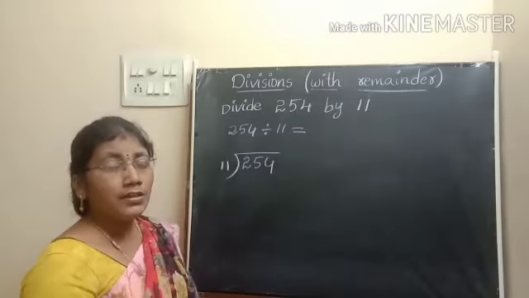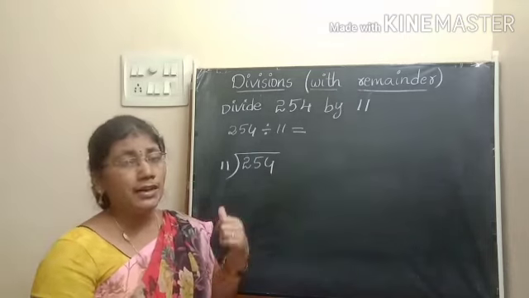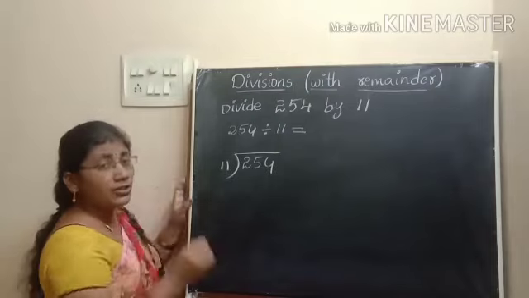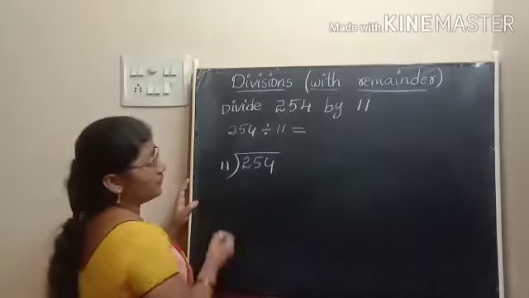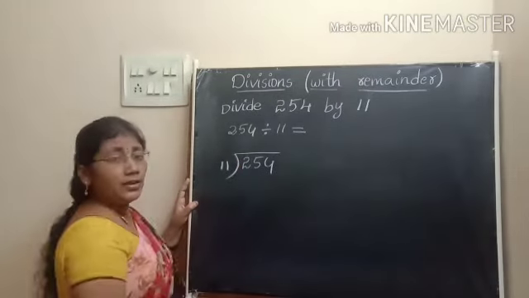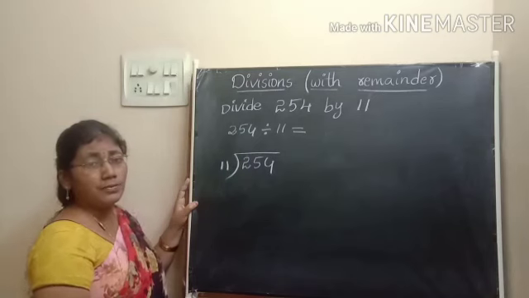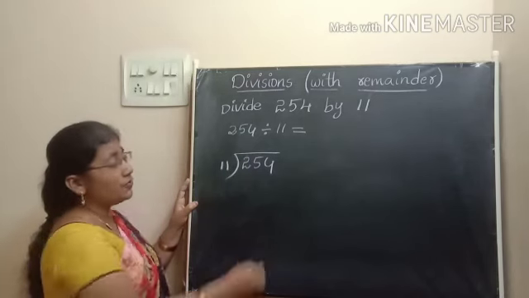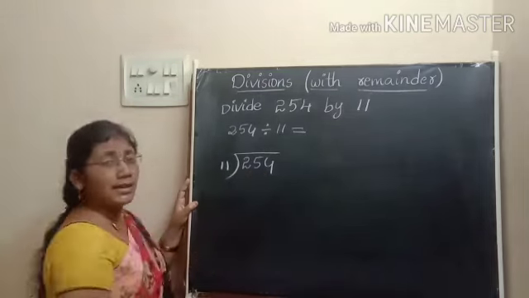Understood? Now we have to use the 11 table. Before that, first we should take 2 digits because we are dividing with a 2-digit number. So we should take 2 digits at a time.